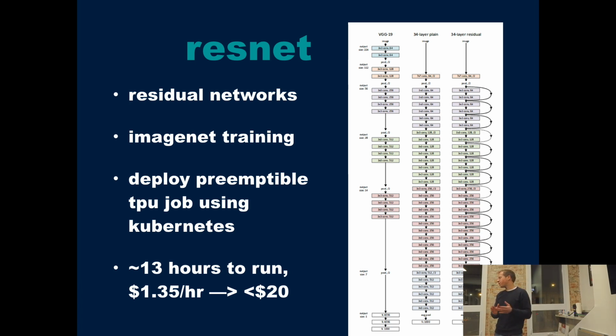ResNet, or residual networks, are a computer vision network. So we're going to train it now on the ImageNet data set, which is a larger data set. MNIST is about 100 megabytes of data. ImageNet is about 150 gigabytes of data. We went from 10 categories for MNIST to 1,000 categories for ImageNet.